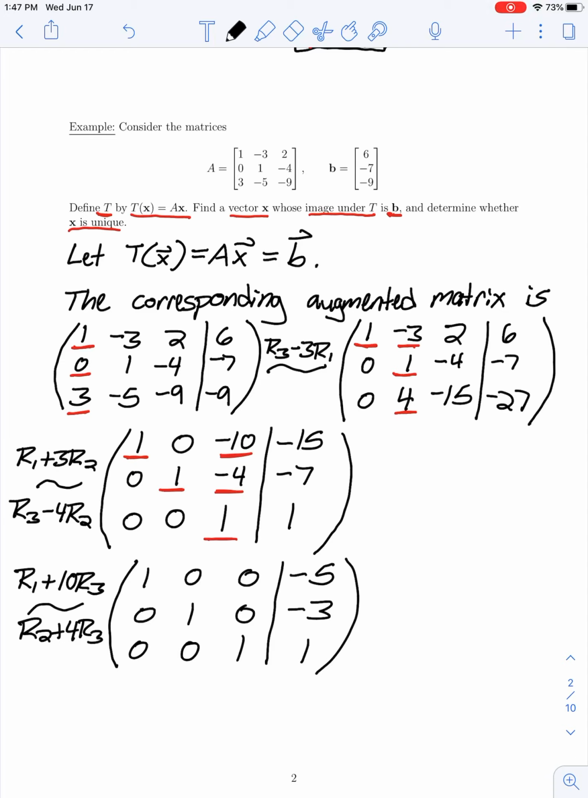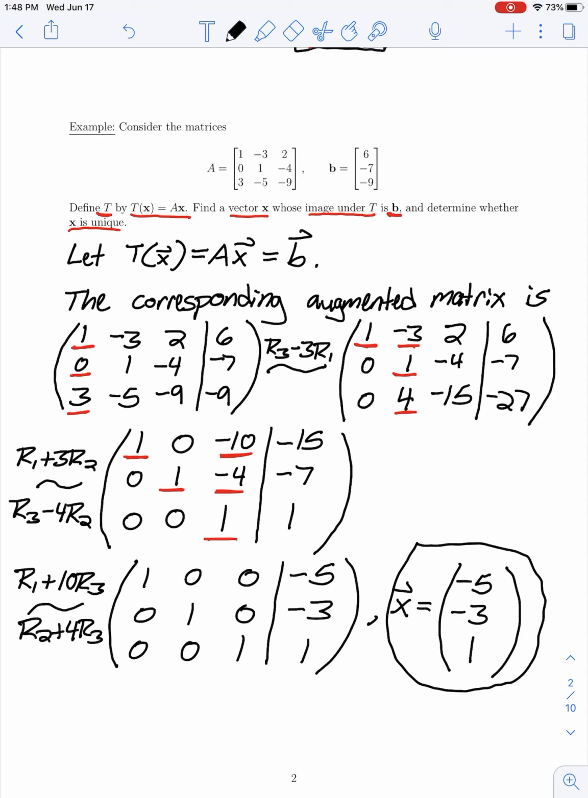So now our matrix is in reduced row echelon form, and we can see that the vector x, which would be the solution of the system, has a first component of x1 is equal to negative 5, a second component of x2, which is negative 3, and our third component would be positive 1. So this would be the vector x that satisfies that matrix equation. In other words, the vector x, which if we apply the transformation T to that vector, we get the vector b, which was given in the problem statement.